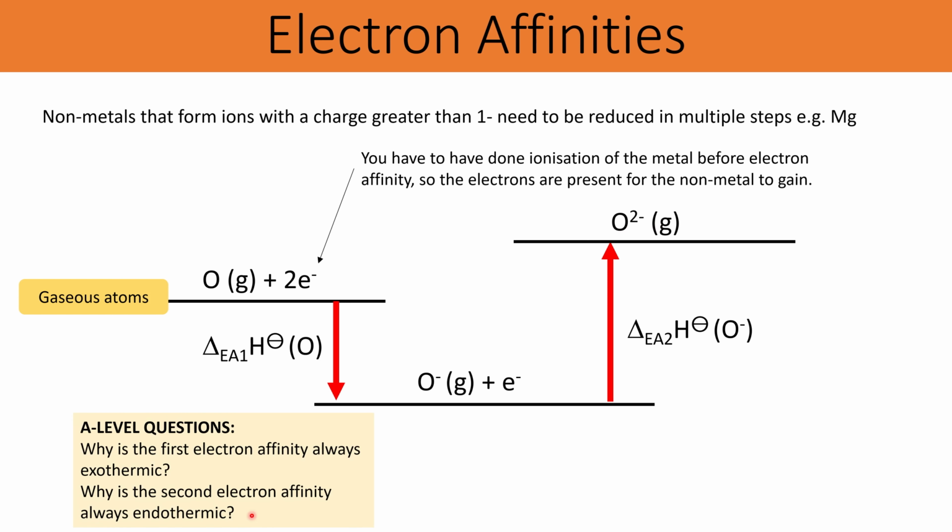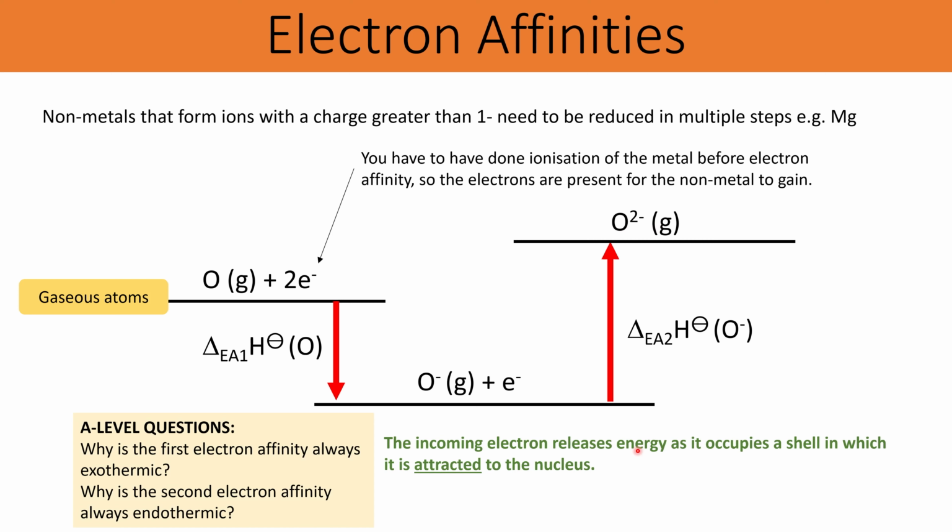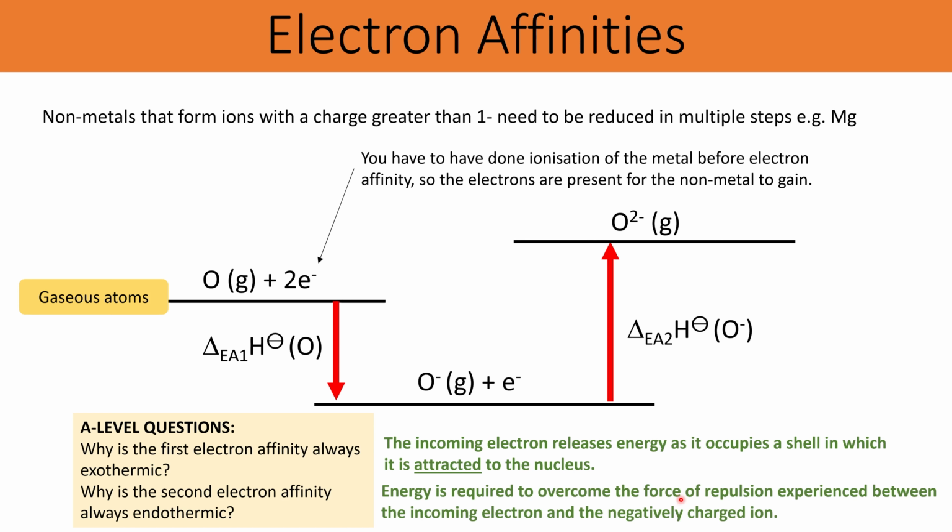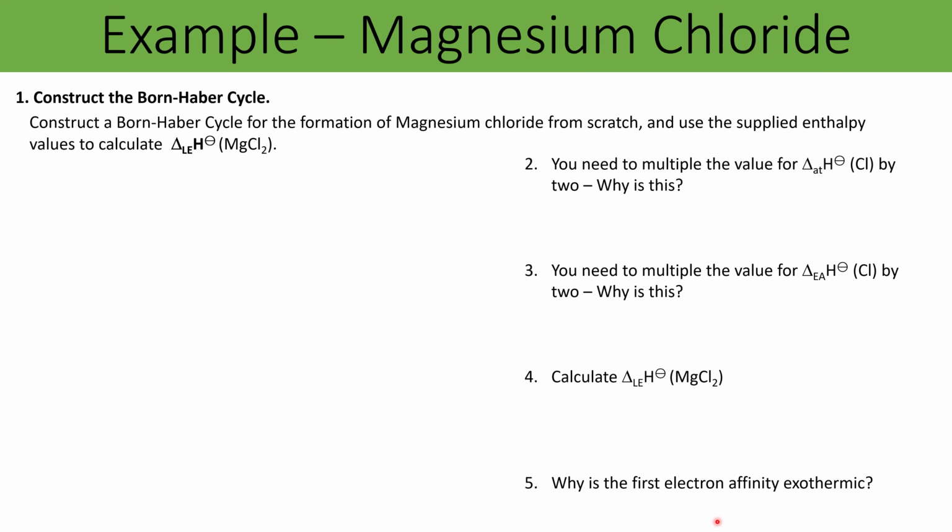You're going to have to put energy in to push it against that repulsion into the ion there. Okay, so our first electron affinity, to summarise, is always exothermic because the incoming electron releases energy as it occupies a shell where it's attracted to the nucleus. So that attraction is a bit like the formation of a bond. The second electron affinity is always endothermic because energy is required to overcome the force of repulsion experienced between the incoming electron and the negatively charged ion.